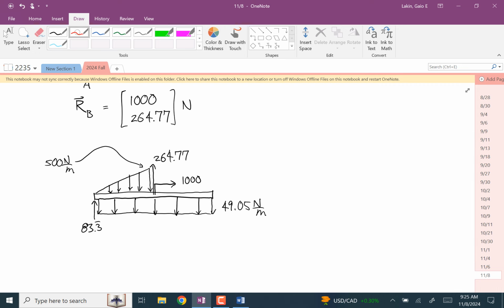Okay, so how many cutoff points do we have? We have the endpoints. And now we're looking for anywhere else where, yes? You're missing the 1,000 force on the left. Yes, thank you. That's true.